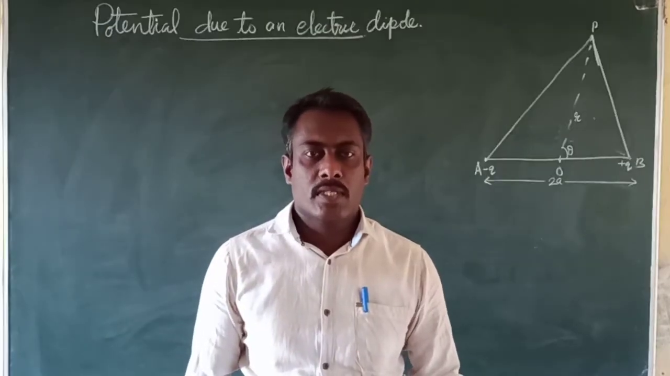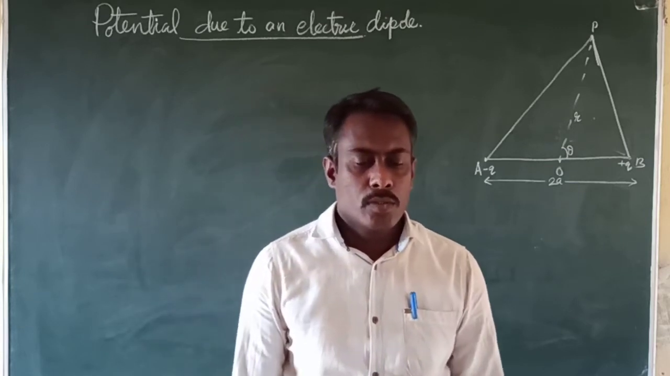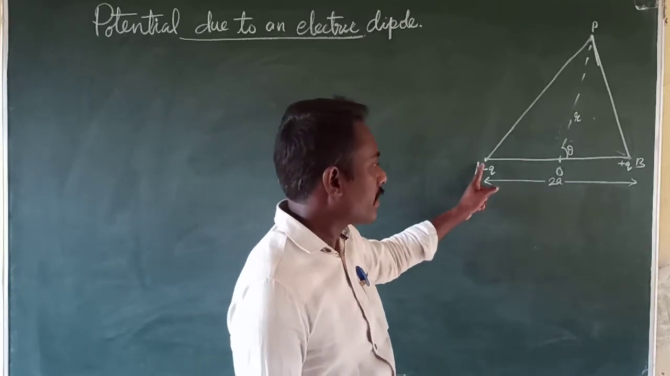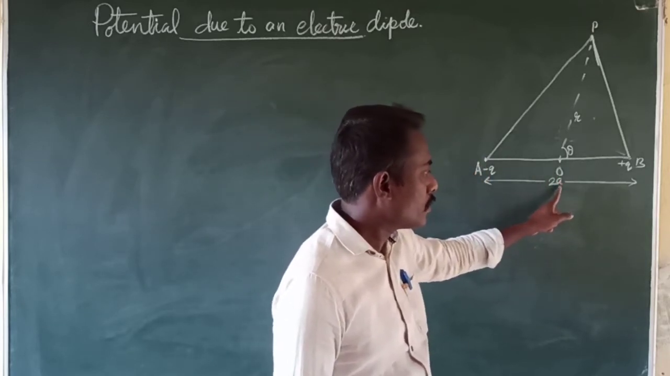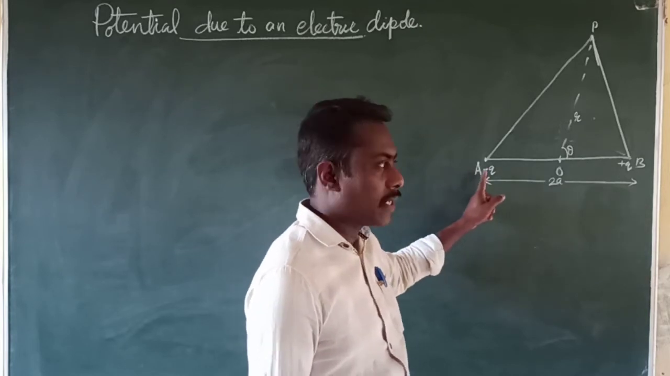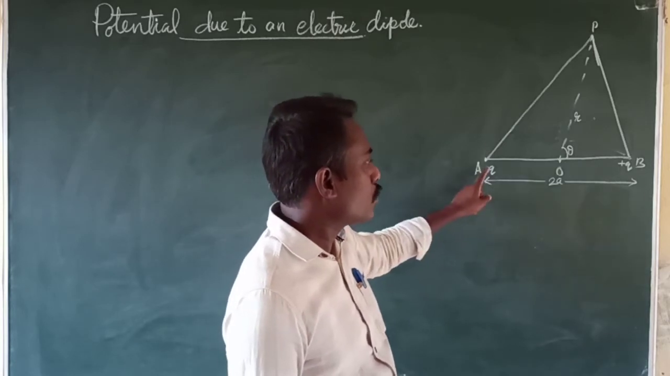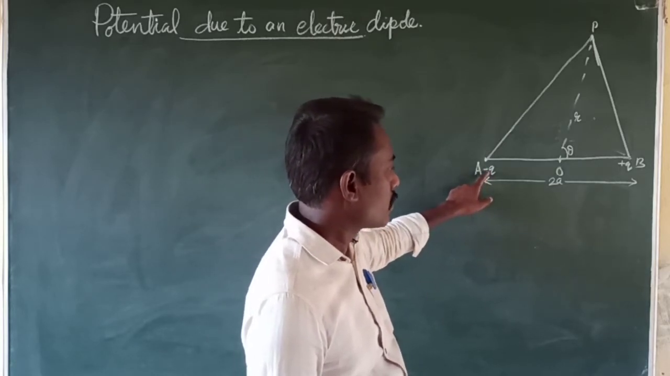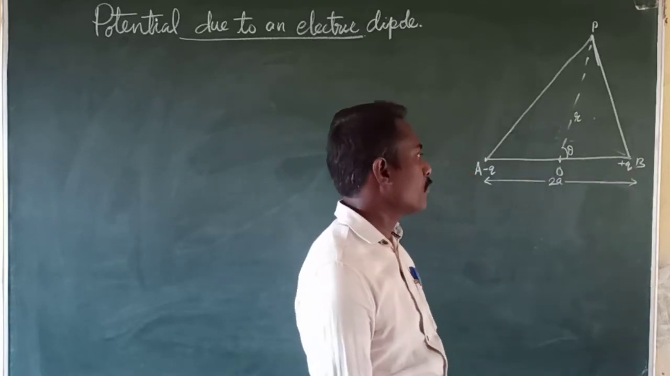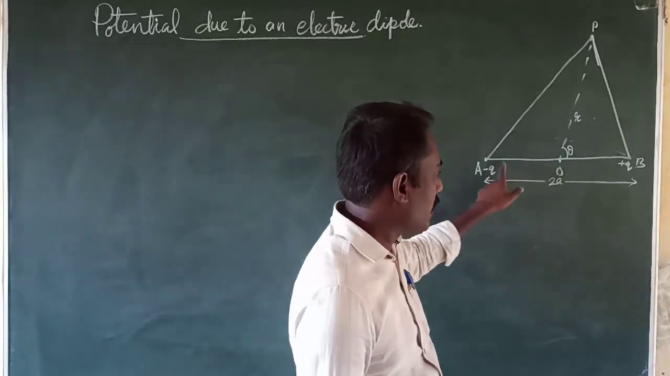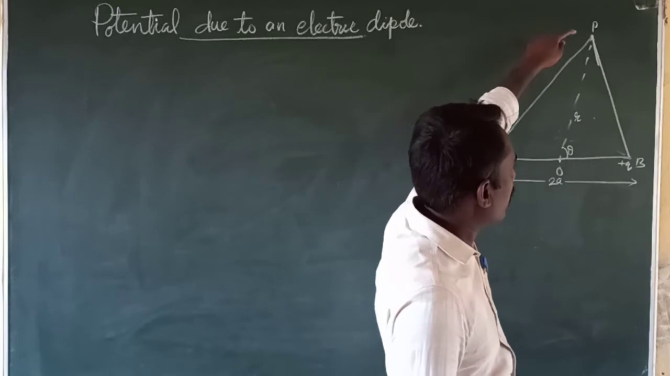Now we are going to discuss the potential due to an electric dipole. Here consider an electric dipole separated by a distance 2a. A dipole AB is separated by a distance 2a, constituting two charges, minus q at point A and plus q at the point B.